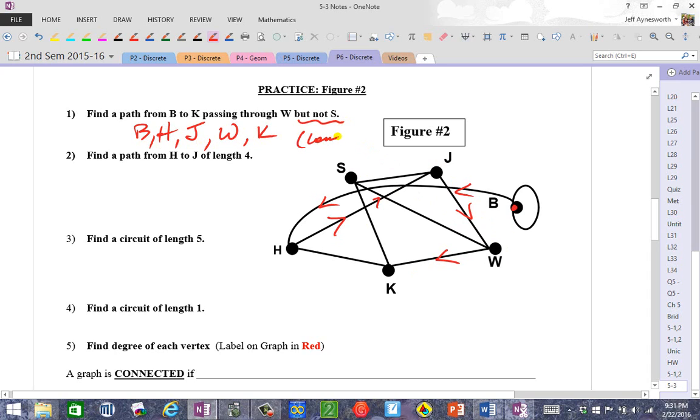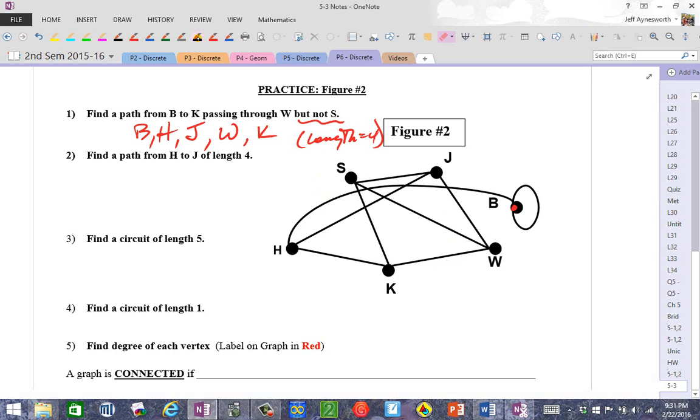All right, so what you can do is kind of just play with it, use arrows to direct yourself and help you understand things better, use highlighters, whatever it takes. All right, on this one here, you want to find a path from H to J with length 4. Okay, so H to J. So here we go. So H to J.